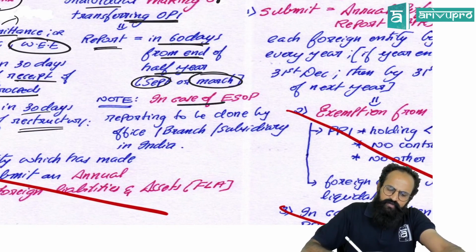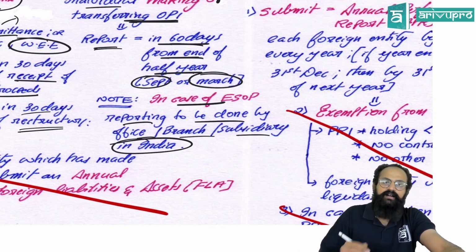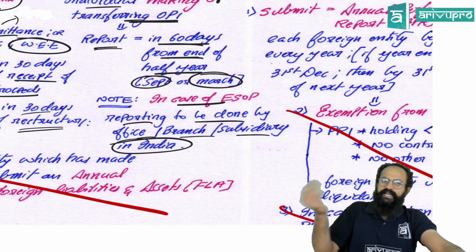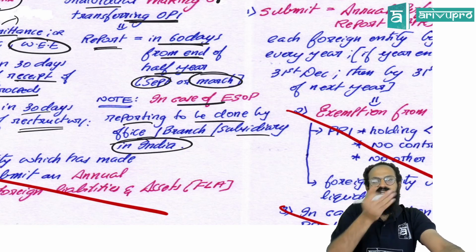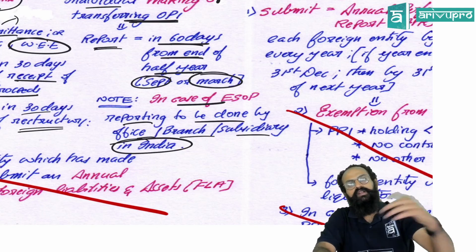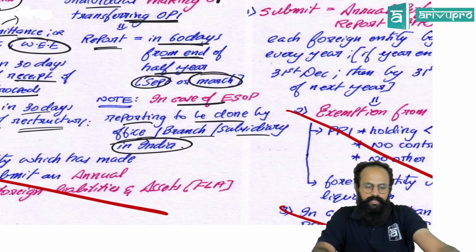Note, in case of ESOP, reporting is to be done by the office or branch or subsidiary in India. So ESOP means, whenever an individual is given shares, he will not report it himself. Who will report? It will be reported by the Indian company which is in India. They will report on behalf of the employee.